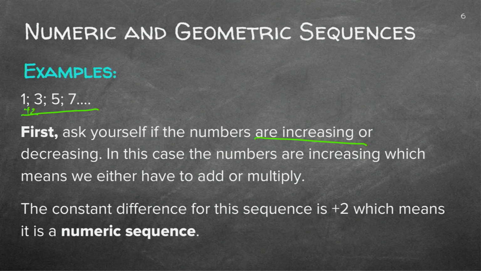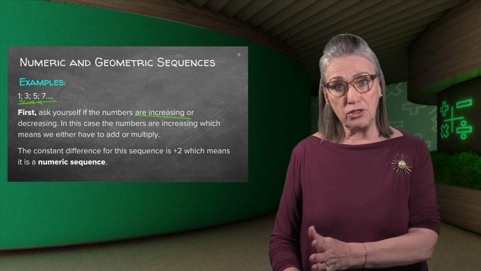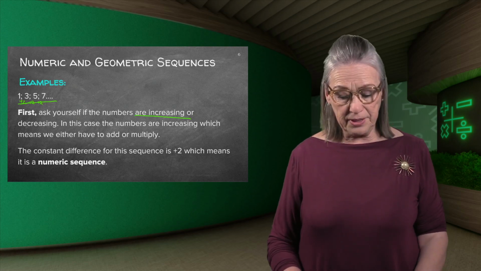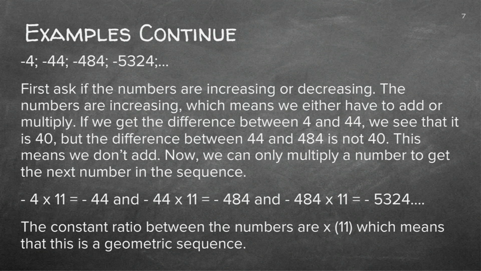And now the test will be the next one. So 3 plus 2 is 5, I think we're onto something. Plus 2 is 7. So there we know this is a numeric sequence, because we only have to add 2 to every number in order to get the next number. So the constant difference for this sequence is plus 2, which means it is a numeric sequence. Congratulations if you worked that one out before I said it. Right, let's do a few more examples.